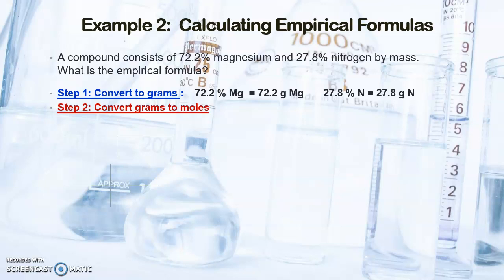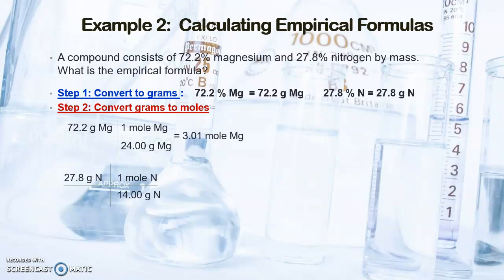Step 2. Convert grams to moles. So we have 72.2 grams of magnesium. Find the atomic mass. The atomic mass using the periodic table is 24 grams of magnesium for every 1 mole of it. So multiplying 72.2 grams of magnesium with 1 mole over 24 grams of magnesium, the answer is 3.01 mole of magnesium. And 27.8 grams of nitrogen, multiplying it with 1 mole of nitrogen over 14 grams of nitrogen, the answer is 1.99 mole of nitrogen.